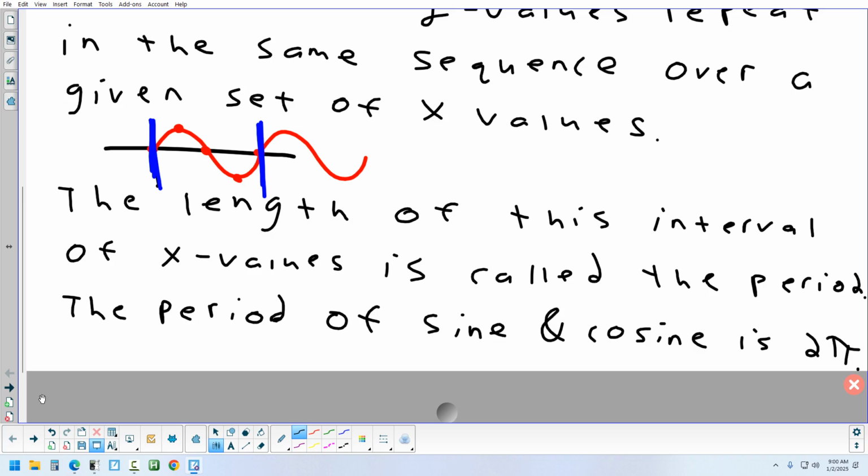All right, so the length of that interval between those two blue lines, that is called the period of the function. It's the amount of time it takes before the graph repeats itself. For sine and cosine, if you don't do anything to them, the period is 2 pi. Okay, there's only one transformation that would change the period. That's a horizontal stretch or compression. That's the only thing.